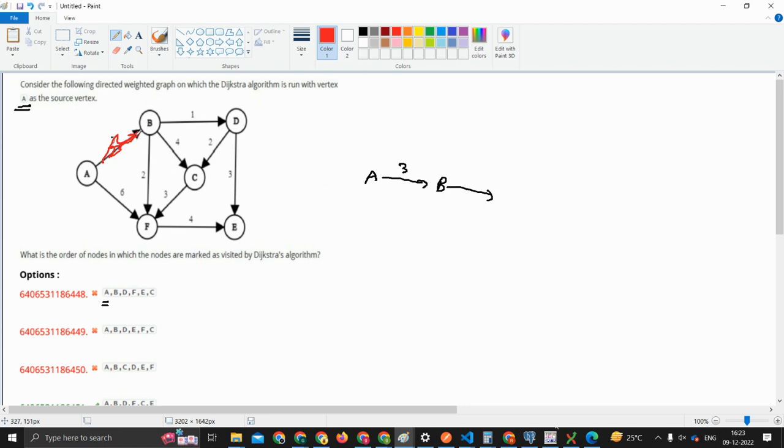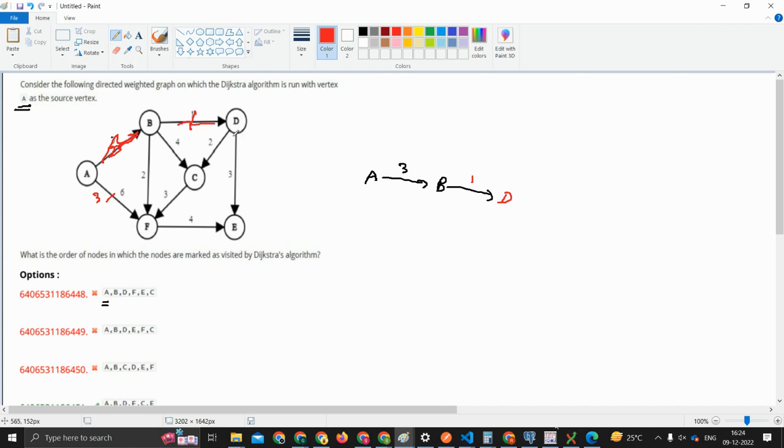And then since we are at B, we can either go from A to F, which is 6, and we are at 3 only already, or from B to F, which is going to take 2. So 3 plus 2 is 5, whereas A to F is 6. So we'll first visit F, I think. But there is one from B also, no? Yeah, in that case, D first. Whatever is the smallest from wherever we have reached till now.